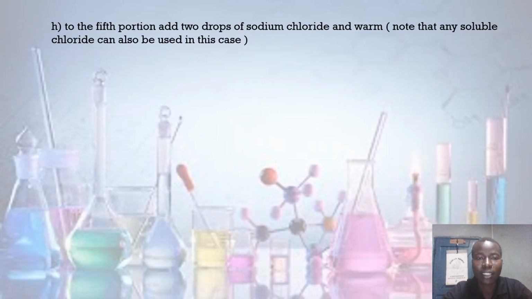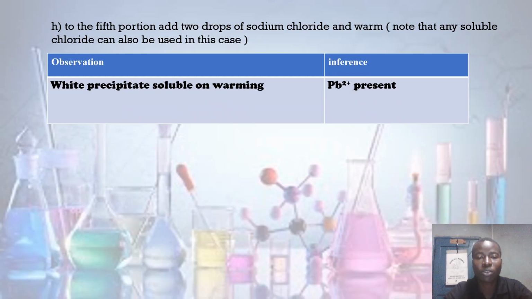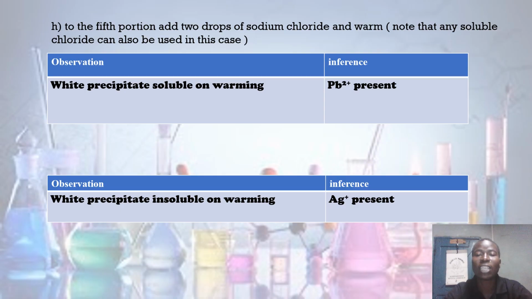The next reagent that we can use is a chloride, sodium chloride, and then we warm. Here we can use any soluble chloride. If you see a white precipitate, remember we only have two chlorides which are insoluble: lead chloride and silver chloride. Lead chloride is soluble on warming. So if you see a white precipitate that is soluble on warming, it means that lead ions are present, which implies that silver ions are absent. But when you form a white precipitate that is insoluble when you warm, you are going to talk about silver ions being present.